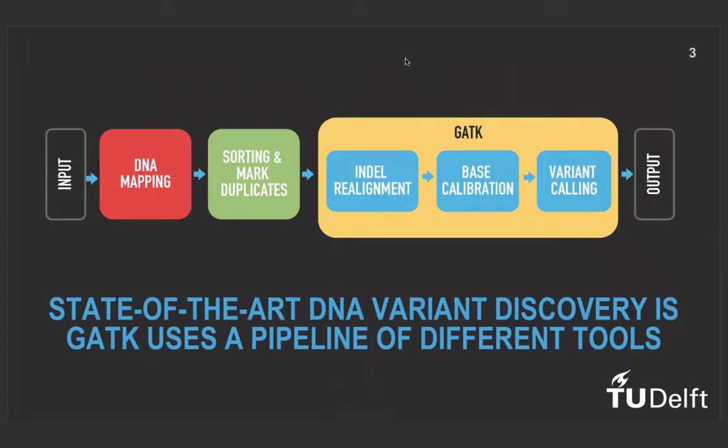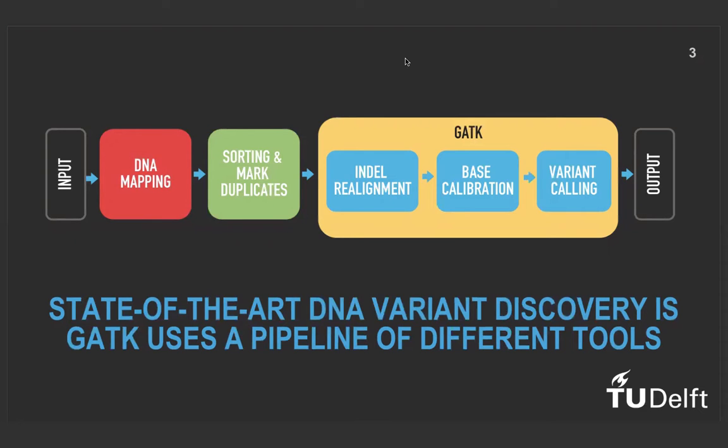One of the most widely used pipelines for DNA analysis is the GATK pipeline, which consists of 5 different stages. It starts with a DNA mapping stage, usually done using the BWA mapping algorithm. This is followed by a sorting stage, where you sort the mapped DNA short reads according to their mapped locations, and then marking duplicate reads so that they are not used in downstream analysis.